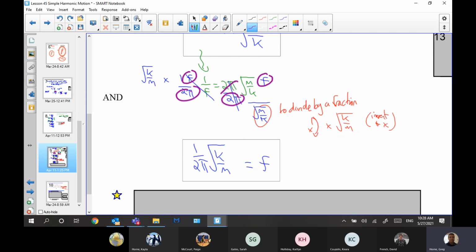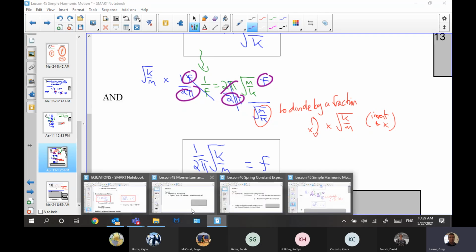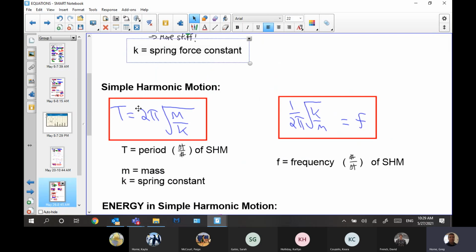Long story short, f equals 1 over 2 pi root of k over m. You don't really need to write both of those down. If you know this one, then you can just figure a period and then say period equals 1 over f, and just calculate the value. So it doesn't really matter. But if they gave you frequency, you might as well just use this formula and just plug it in, depending what you're looking for.